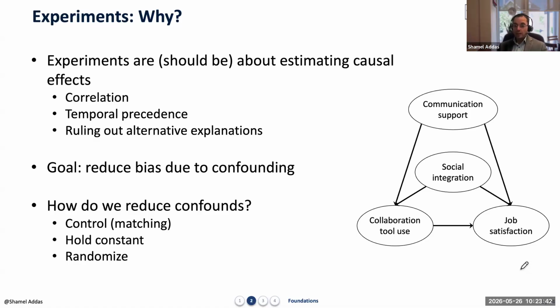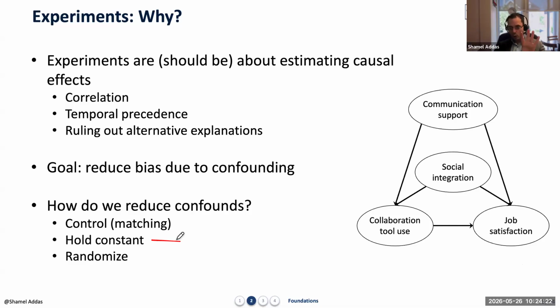So that's matching. Now, you could do that, but you have to first know the existence of that confound, and it's not that easy to do. This matching one by one is not very easy, that you find a perfect or near perfect matching sample for each of your data points. So it's not very practical. We could say, let's hold it constant. Let's only look at organizations that do provide communication support and social integration. And within this group of organizations, let's see if the use of collaboration tools drives job satisfaction.